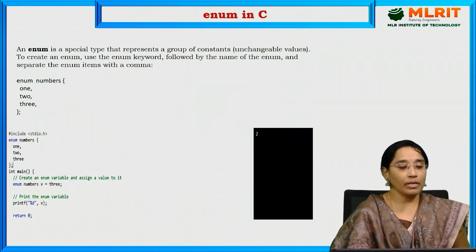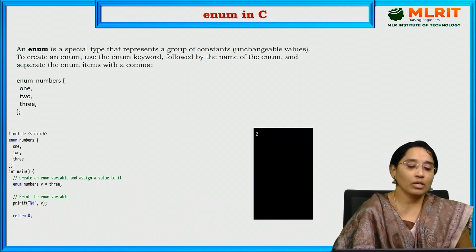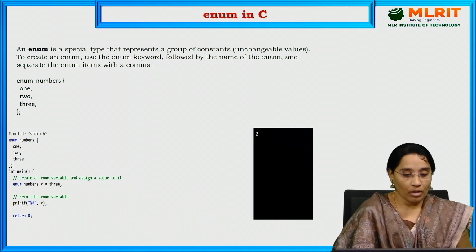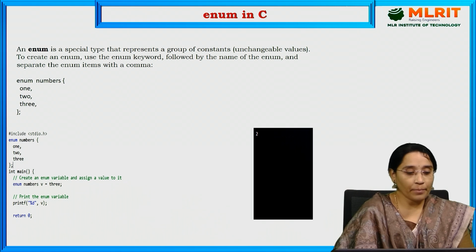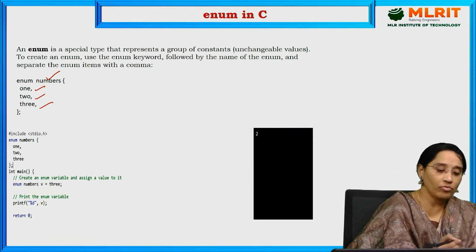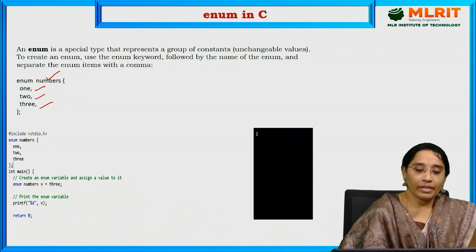Next one is enum in C. Enum is a special type that represents a group of constants, unchangeable values. To create an enum, we use the enum keyword. What is enum? Enum is nothing but enumerated data type, followed by the name of the enum, and separate the enum items with a comma. Suppose in C, whatever you have written will be considered as a constant integer.